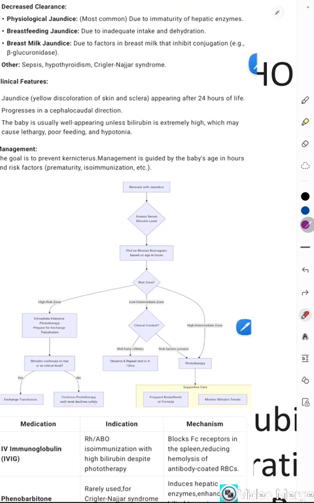If it falls in the intermediate to high zone, then also we have to go for phototherapy and at the same time supportive care by frequent breastfeeding and continuous monitoring of bilirubin. If it falls in the low to intermediate zone, then in that particular case, you have to observe the baby and repeat the test every 4 to 12 hours. And if the serum bilirubin level increases, then you have to consider phototherapy. So this is the management of unconjugated hyperbilirubinemia.